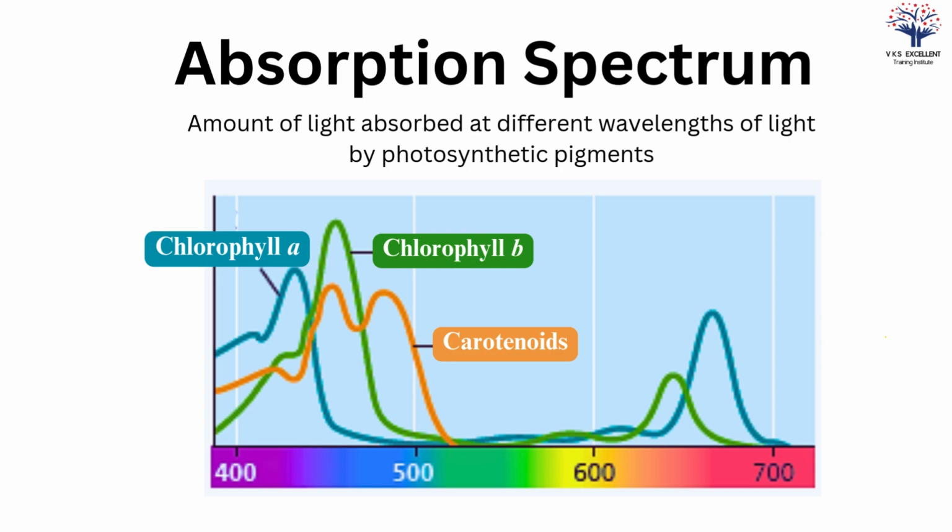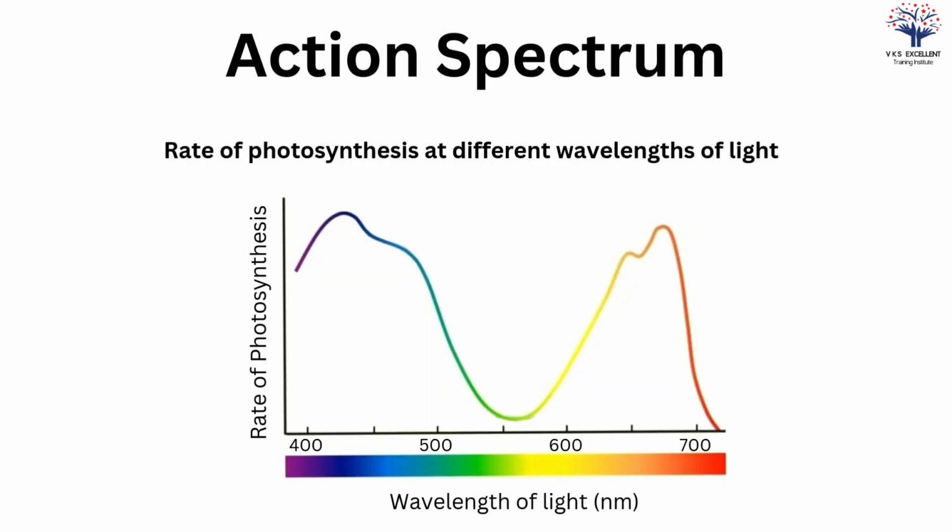These findings are supported by an action spectrum for photosynthesis, prepared by illuminating chloroplasts with the light of different colors and then plotting wavelength against photosynthetic rate. The action spectrum for photosynthesis was first demonstrated by Theodor W. Engelmann, a German botanist, in 1883.